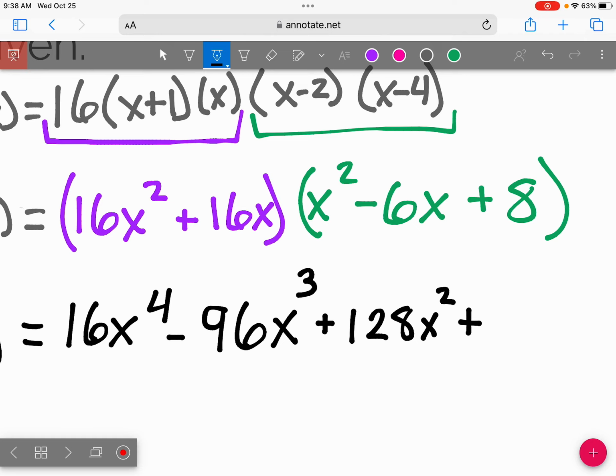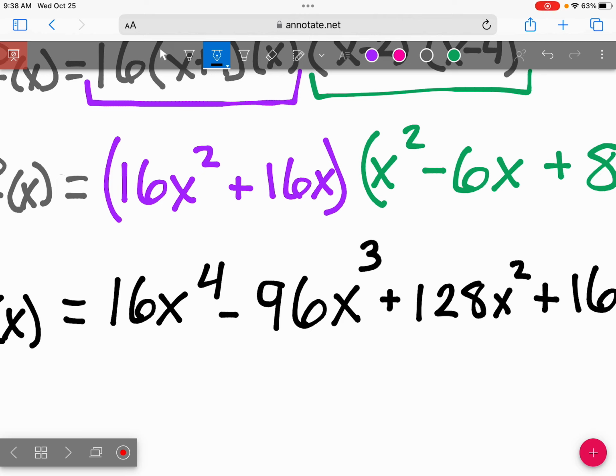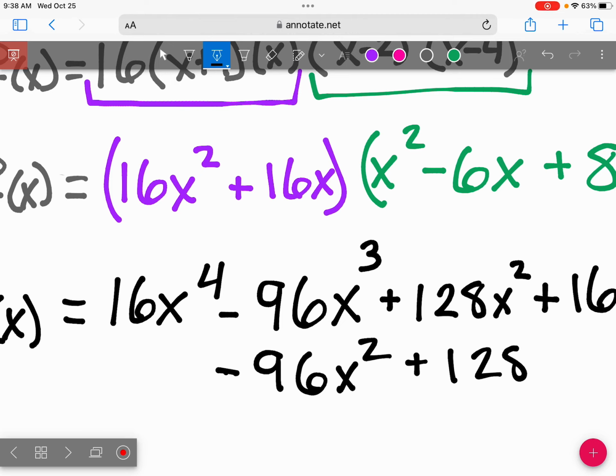So then we're going to take our 16x, and we're going to distribute this guy. 16x cubed. I'm going to go down onto the next line just because I'm out of space. 16x times negative 6x gives us negative 96x squared. And 16x times positive 8 gives us 128x. And we're almost done with this one, which will be our last one today.